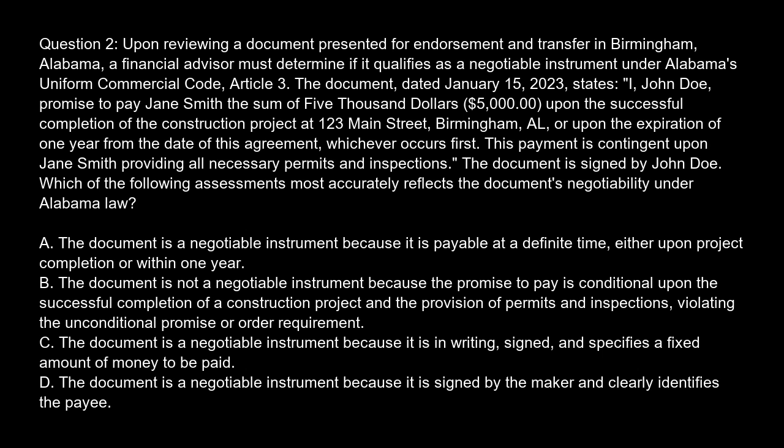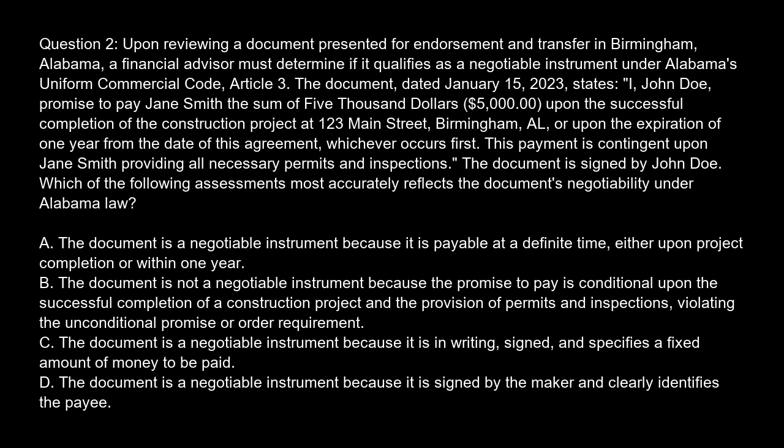$5,000,000, upon the successful completion of the construction project at 123 Main Street, Birmingham, AL, or upon the expiration of 1 year from the date of this agreement, whichever occurs first. This payment is contingent upon Jane Smith providing all necessary permits and inspections."